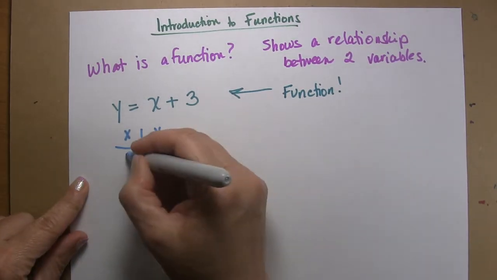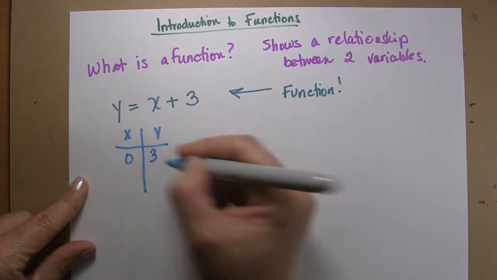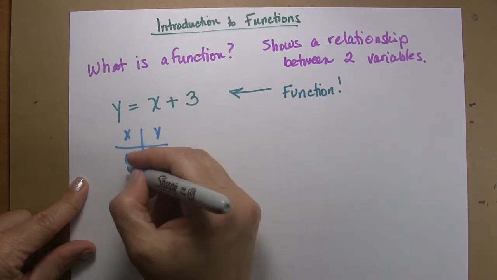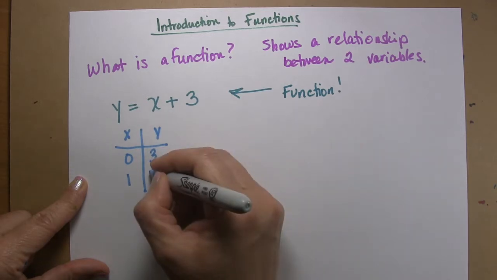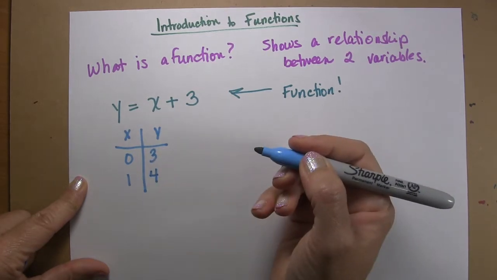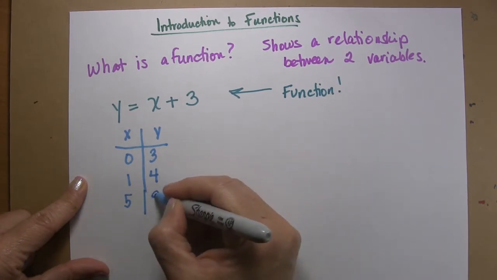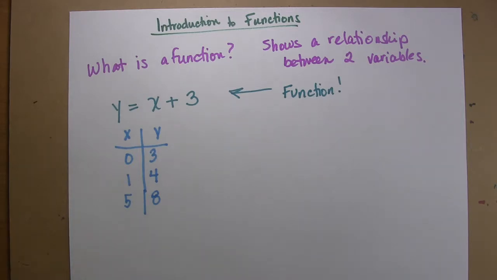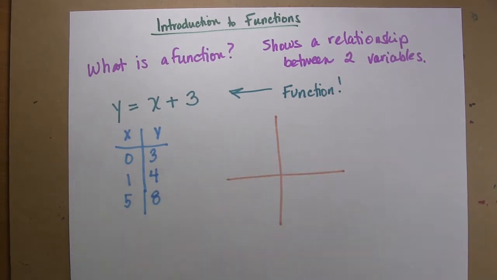So if I said that x is 0, what is y? Well, y would have to be 3. 0 plus 3 is 3. If I said that x is 1, what is y? Well, y has to be 4. If I said that x is 5, what is y? y is 8. See that? That's all we're doing. And we can even make ourselves a graph of this equation.